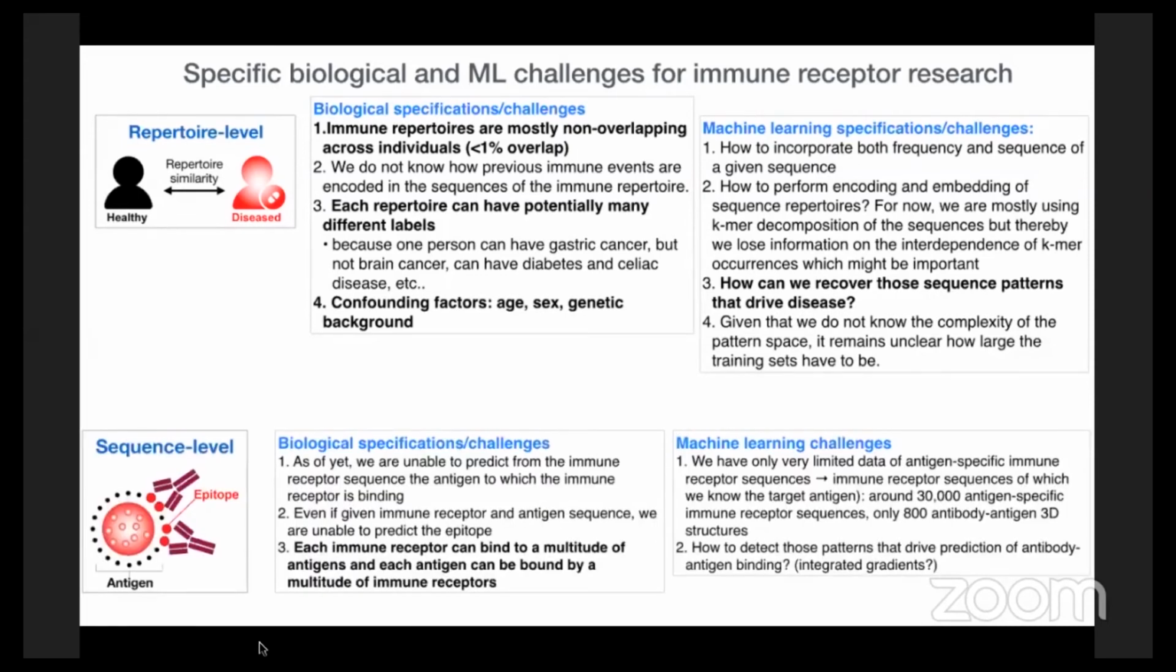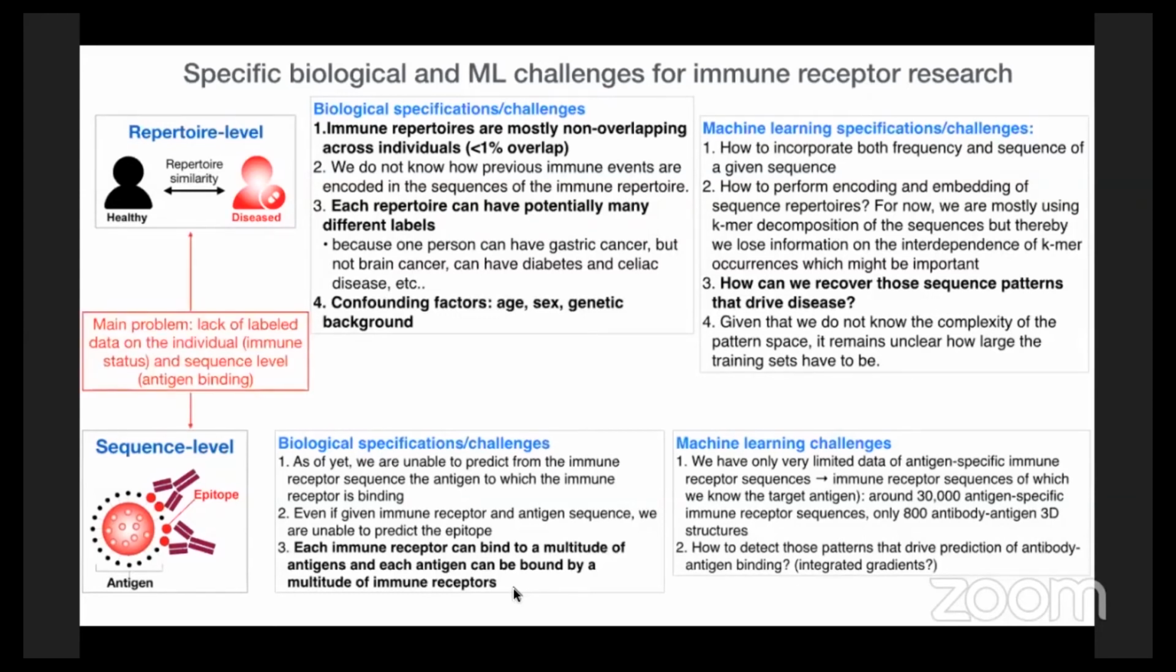On the sequence level, I think the main complicating factor is that since we only have 10 to the 7 to 10 to the 9 antibodies in our system at any one time, and the antigen space is much, much larger, one antibody needs to be able to bind many different targets. So one antibody cannot only bind one antigen, but many different antigens. And each antigen can also be bound by a multitude of immune receptors. So it's like a high-dimensional two-body problem, making machine learning also much more difficult.